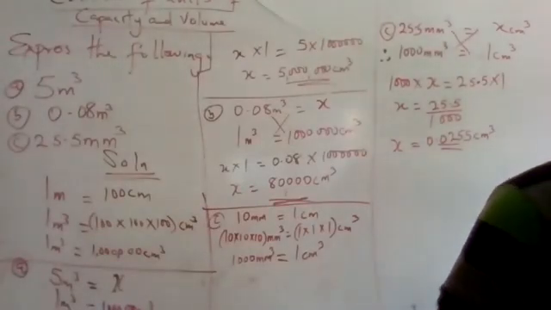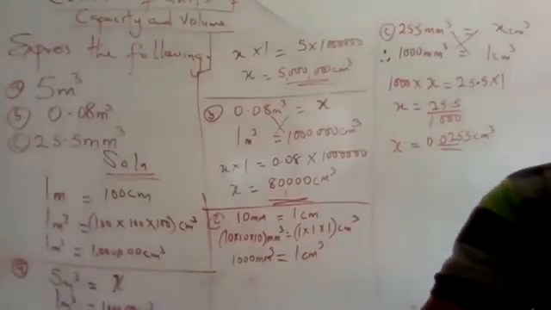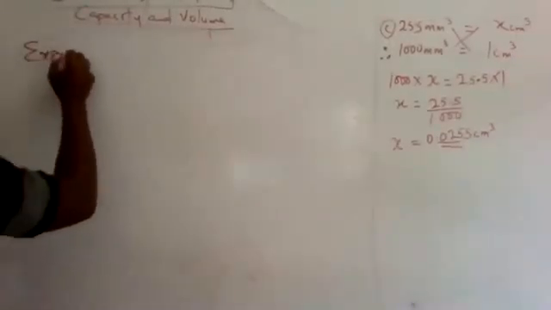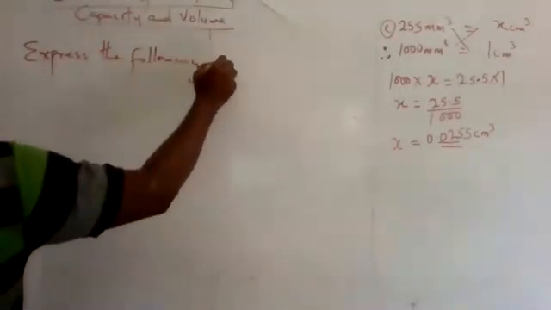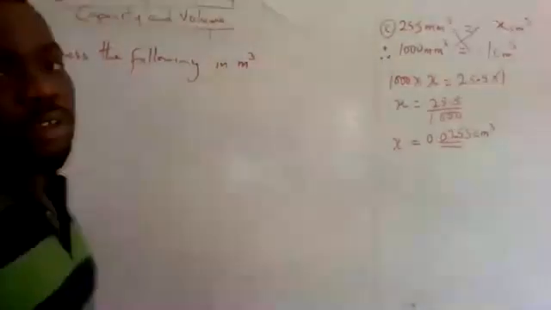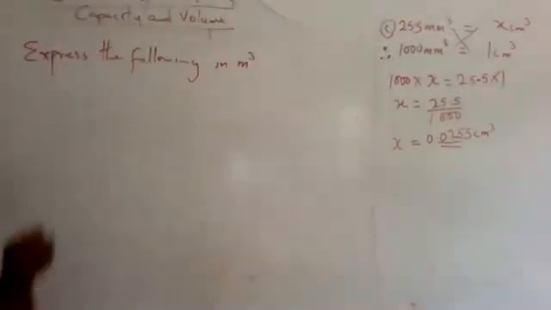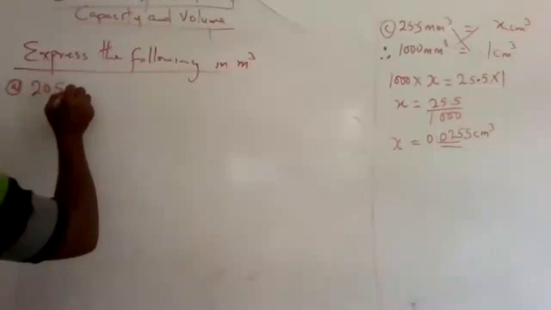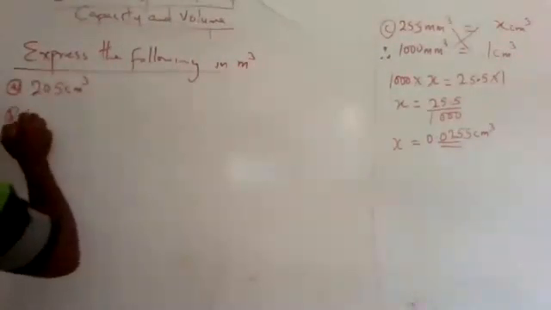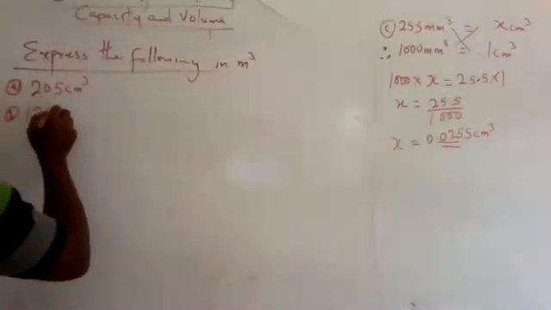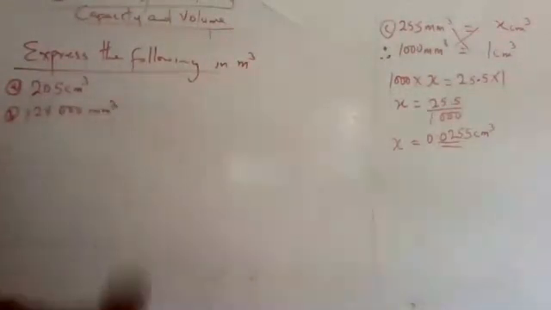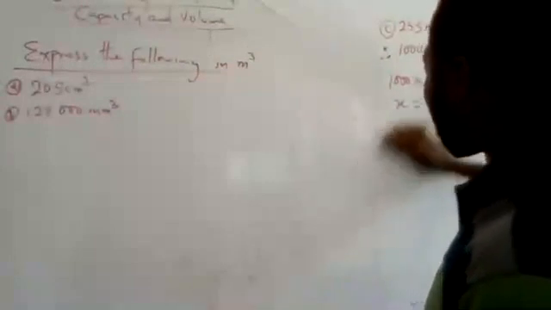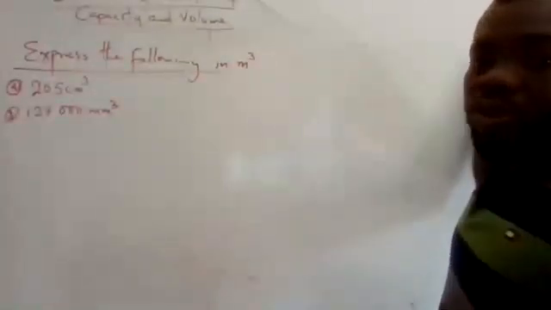Do we have questions? So quickly, let's write this. Express the following in meter cube. So now you are converting to meter cube. Are you following? Let's look at two different examples. We have 205 centimeters cube, and we've got 124,000 millimeters cube. We have to convert those two to meters cube.